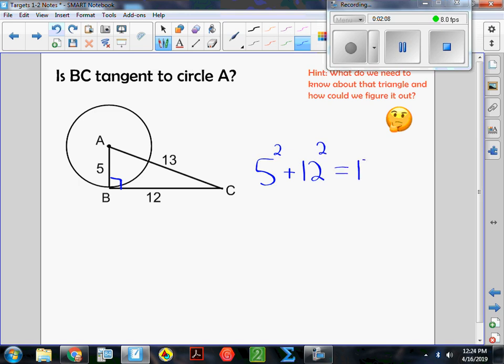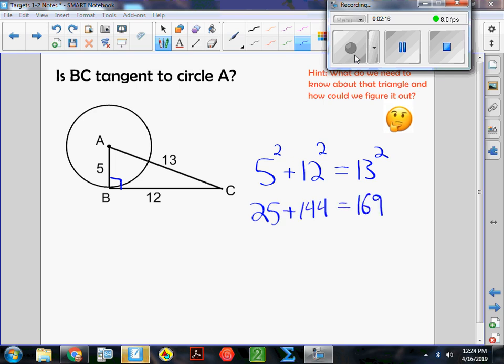5 squared plus 12 squared equals 13 squared. So 25 plus 144 is equal to 169. We're trying to see if this is true. On the left side, 25 plus 144 is equal to 169. So 169 is equal to 169. That means it is in fact a right triangle. And because it is a right triangle, that means that yes, BC is a tangent segment. If it was not a right triangle, that means it would not be perpendicular and it would not be a tangent line.